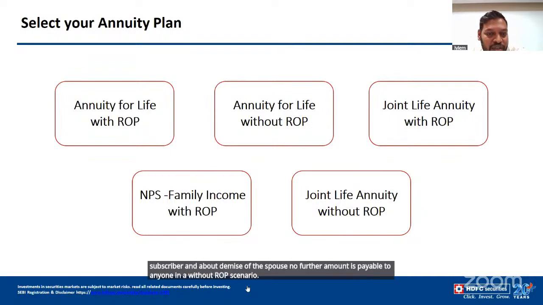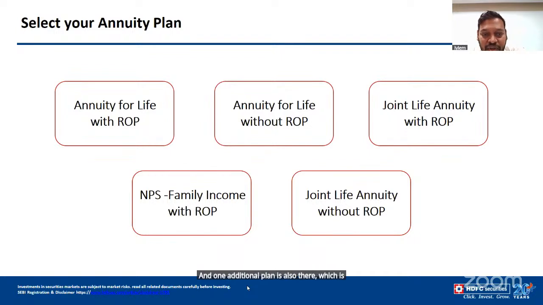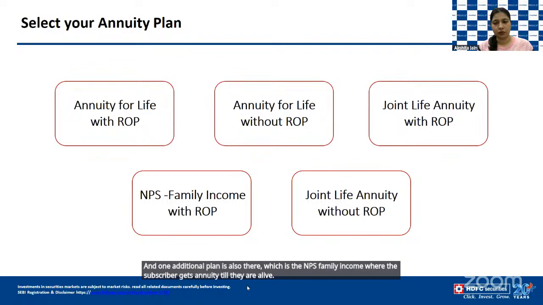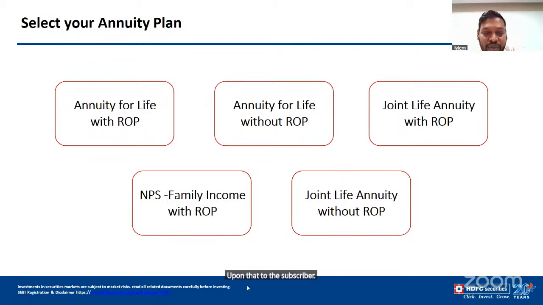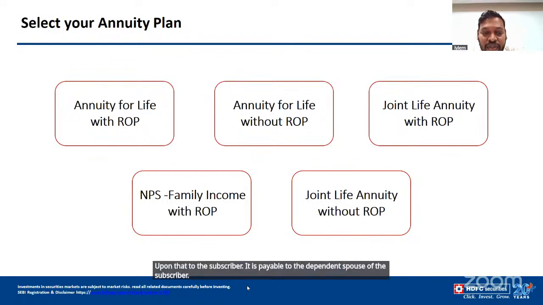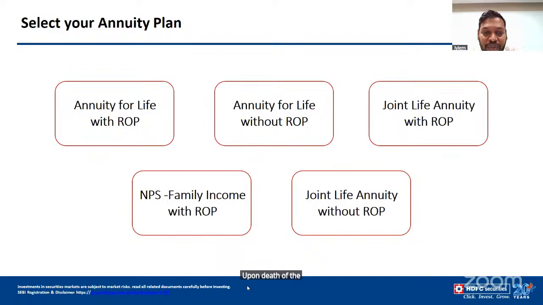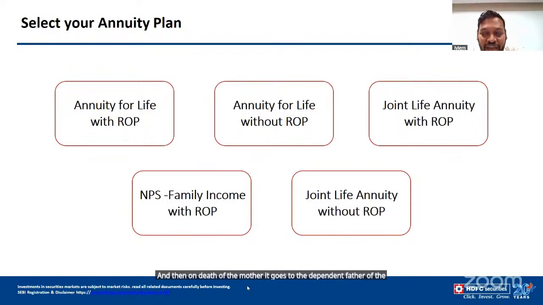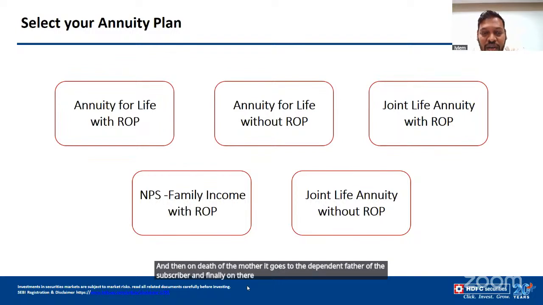And one additional plan is also there, which is the NPS family income, where the subscriber gets annuity till they are alive. Upon death of the subscriber, it is payable to the dependent spouse of the subscriber. Upon death of the dependent spouse, it will go to the dependent mother of the subscriber. And then on death of the mother, it goes to the dependent father of the subscriber. And finally, on death of the last annuitant, 100% of the purchase price value is returned to the legal heir or nominee as applicable.